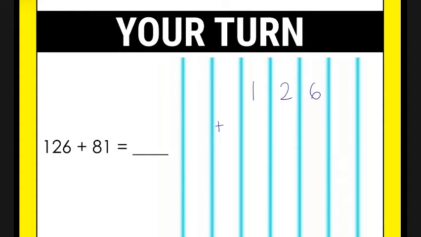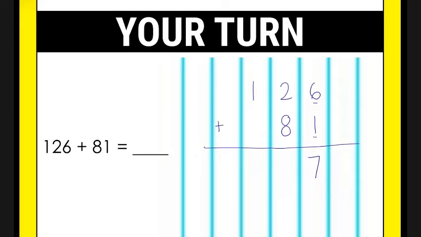Now, will my 8 go underneath my 1 in the hundreds, underneath my 2 in the tens, or underneath my 6 in the ones? My 8 will go underneath the 2 because the 8 is in the tens place, just like the 2. And then I'll put my 1 underneath the 6 because it is in the ones place. Let's start in our ones. We're going to add 6 plus 1. 6 plus 1 equals 7. So that stays in our ones place and goes right underneath.